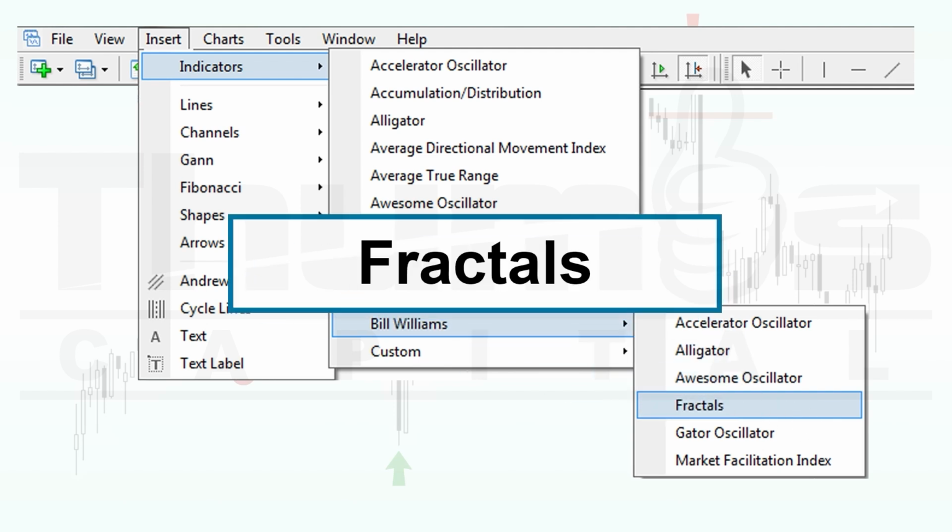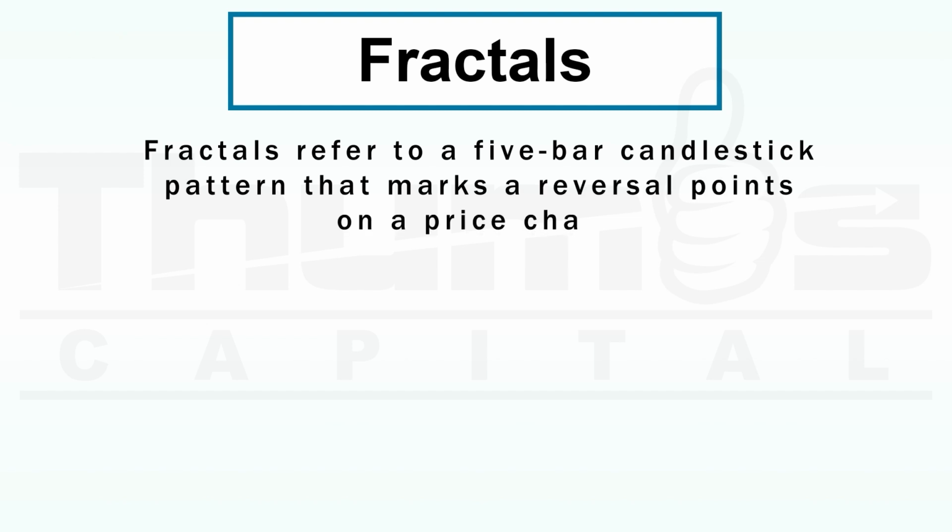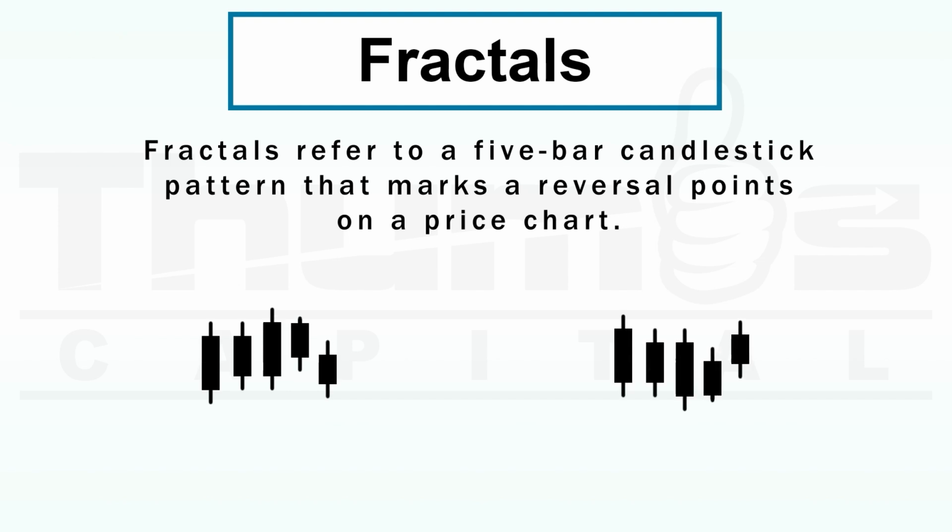What are fractals? Fractals refer to a 5-bar candlestick pattern that marks reversal points on a price chart. These patterns consist of a series of 5 consecutive candlesticks, with the middle one having the highest high or the lowest low, surrounded by 2 lower highs or 2 higher lows. The middle candle is the fractal high or fractal low, which is automatically marked by the fractal indicator.